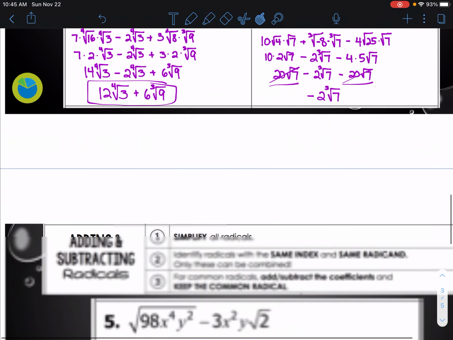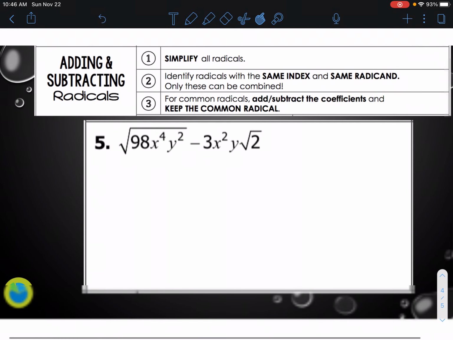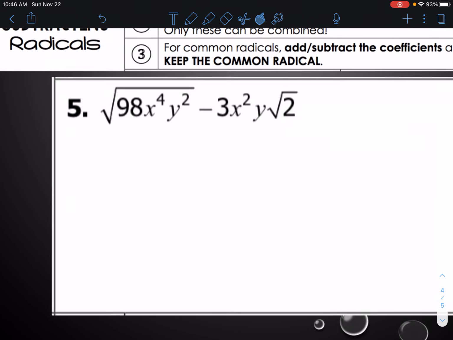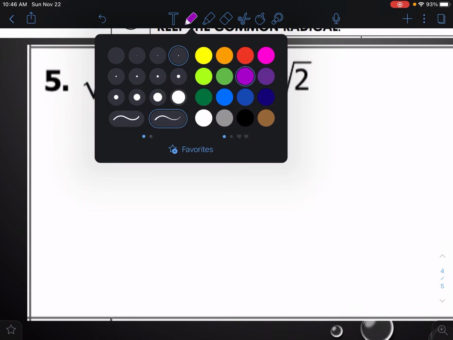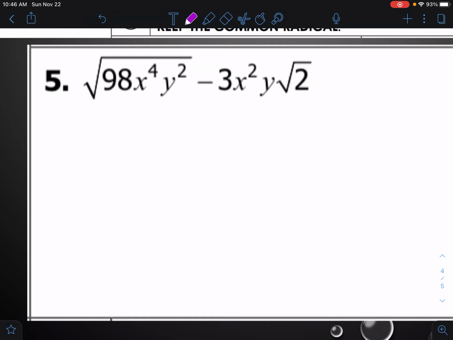One last thing I want to go over is what happens when we have some variables in there. So this is the same premise, but I do want to go over one that's like this. Okay, so same thing. I'm going to break it apart. And let's do it. So I'm going to do square root here. What goes in there? Perfect square, and what's left over.